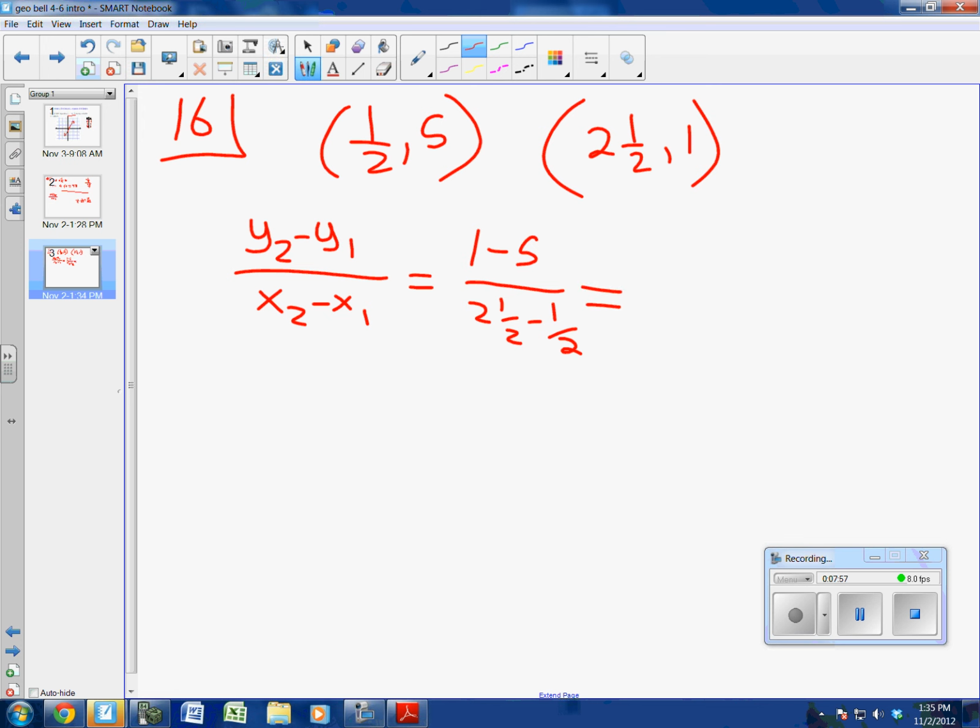And 1 minus 5 is, okay, negative 4. And 2.5 minus 1/2 is 2. And negative 4 divided by 2 makes negative 2, right? 2 will go into 4 2 times. Negative divided by a positive is a negative. So there's our answer right there. Slope of negative 2. Okay, that one probably looked tough because it had some fractions in it.